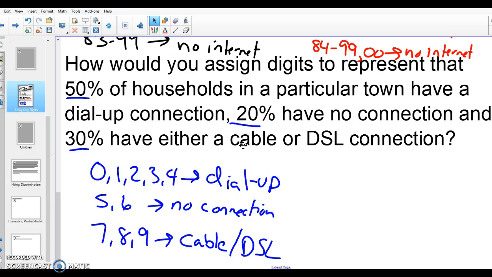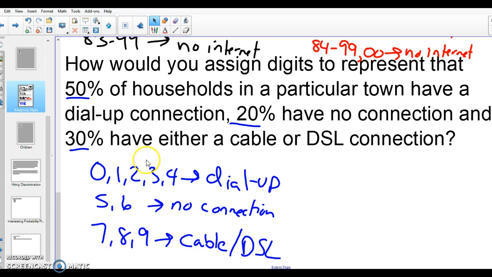Okay, once again, this is not the only possible correct answer. I chose to do digits since I have 3 options here and they're not equally likely. So for instance, a die would not work if there were 3 equally likely options. I could assign 1 and 2 to be one outcome, 3 and 4 to be another outcome, 5 and 6 to be a third outcome. But since they're not equally likely, that won't work.